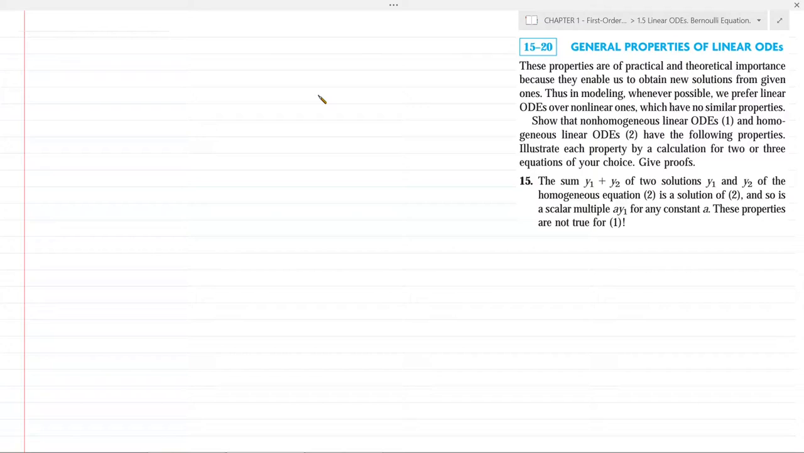For the purpose of this video, I am only going to prove those properties analytically. Then I am going to give 2 or 3 equations which can be used to illustrate those properties. You have to take those equations and use a similar method given in the proof to illustrate those properties.